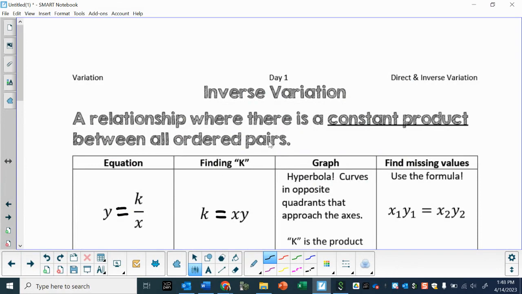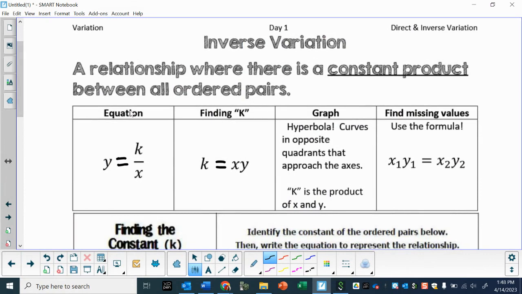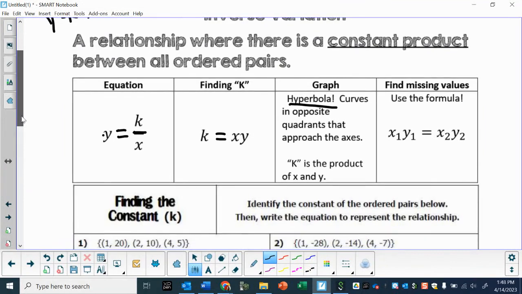Inverse variation is a relationship where there's a constant product between ordered pairs. Remember, your direct variation equation was y equals k times x. This equation is y equals k divided by x, where k is a constant of proportionality. To find k, you would multiply x on both sides of the equation to get k equals xy. The graph is a hyperbola, so not a straight line. And to find missing values, we can use the formula where we multiply the ordered pairs.